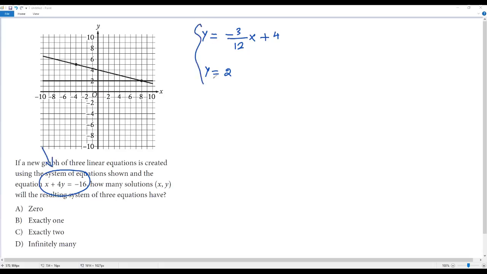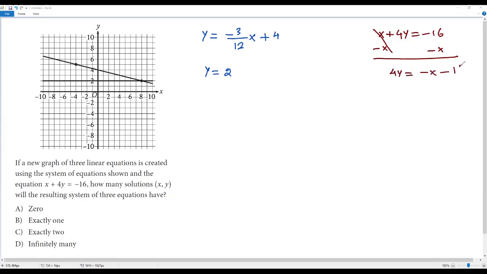Since we have these two equations in slope intercept form, I have to write the third one also in slope intercept form. For that, let me write the equation over here, that is x + 4y = -16. To get this into slope intercept form, first let me subtract x from both sides. So the positive x and negative x will cancel. I'm getting 4y = -x - 16.